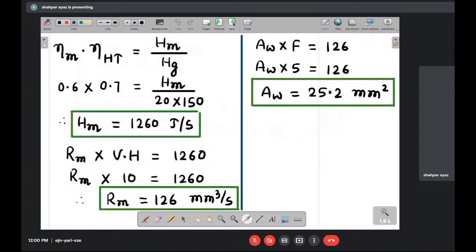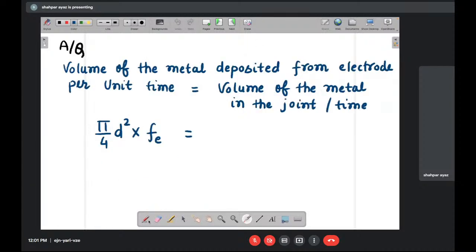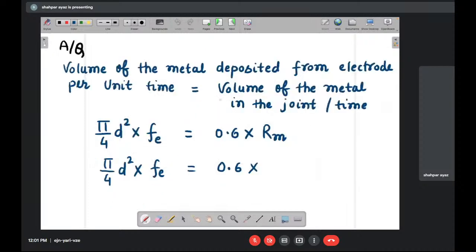In the final weld bead, what is 60%? Filler. So the 60% of the final weld bead means 0.6 of the rate of melting. That is actually your filler material. Here you can use pi by 4 D square into electrode feed rate is equal to 0.6 into rate of melting. Rate of melting we have, that is 126. So directly put the values, you will get the answer.